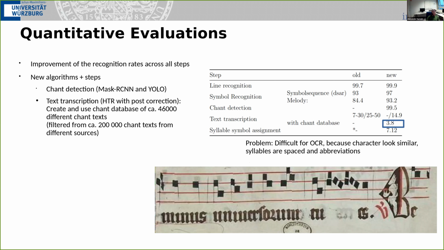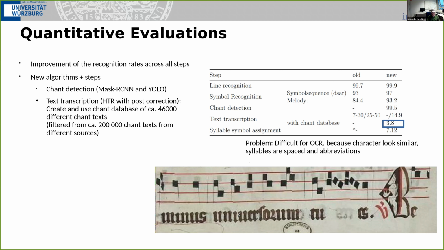Compared to our old version, which you can see here, we had problems with our text transcription, which was quite bad on unseen data. And this was caused because the data is quite difficult. As you can see on the bottom, the letters are quite similar, the syllables are spaced. Also, it's quite common that there are abbreviations.